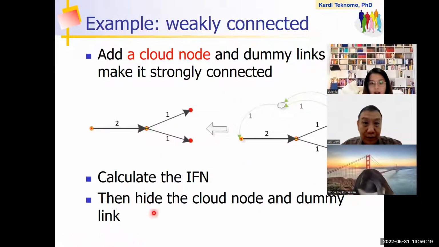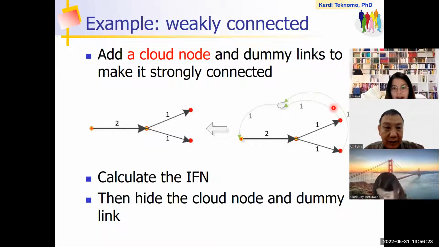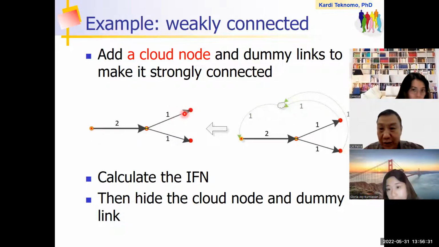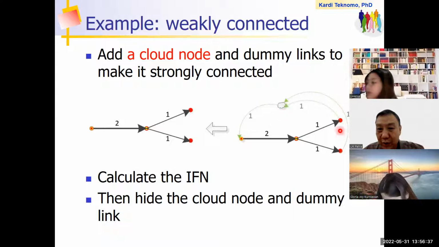So very important. So how do you connect that cloud node? This is an example of a very simple weakly connected network. You have the source here, and the sink node. Then you can just add this, the cloud node. You just connect the sink to the cloud, and then from the cloud to the source. You see?